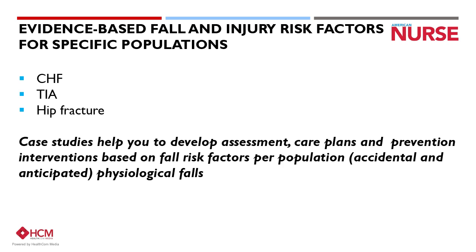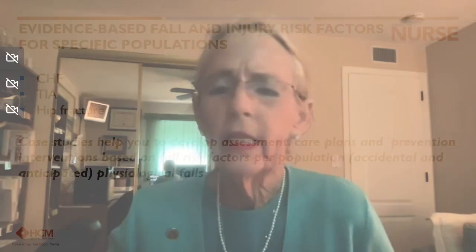But case studies are a wonderful way to help you develop assessment, care plans, and prevention interventions based on fall risk factors per population for which 2 types of falls? The 2 types of falls that are preventable: accidental falls and anticipated physiological falls. Remember, you can't look at all fall rates and know what you're doing is making a difference, because the interventions are specific to a type of fall. So that's why I love case studies. So I'm giving you a start on clinical case studies that I hope you will take as a learning opportunity and continue this educational process in your own organization.